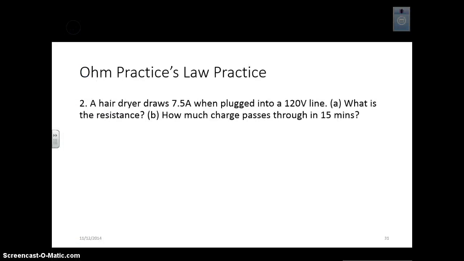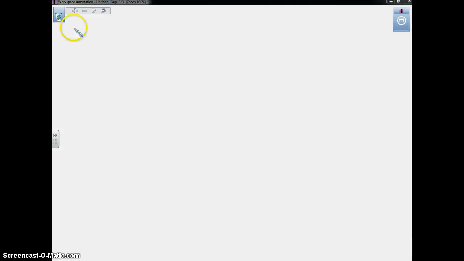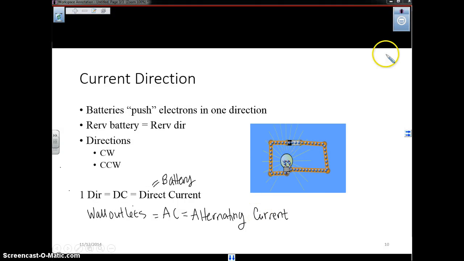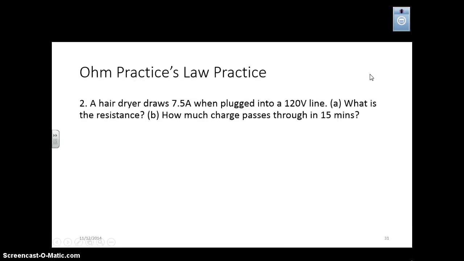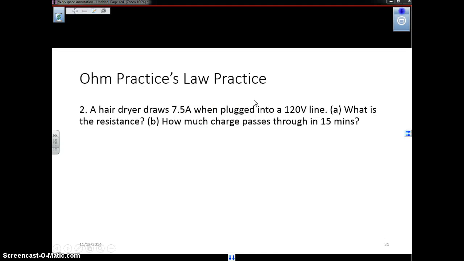So let's calculate some of these values using Ohm's law. Oops. Let's try that again. There you go. Ohm's law says that the current is equal to voltage divided by R.